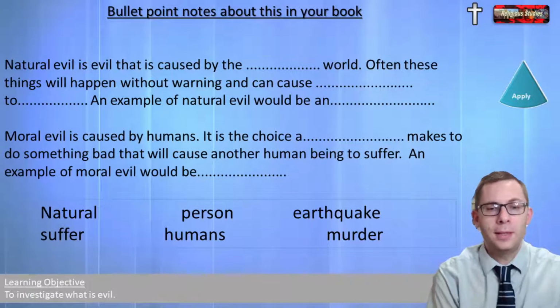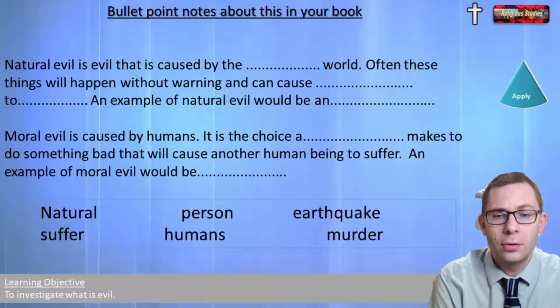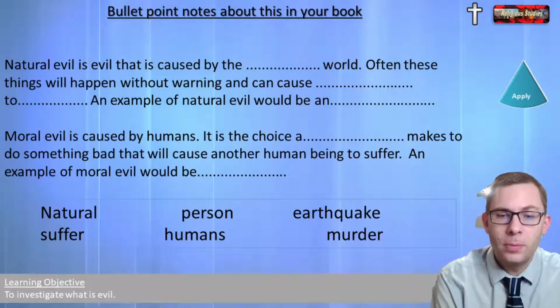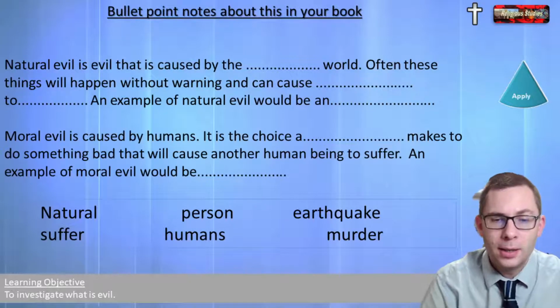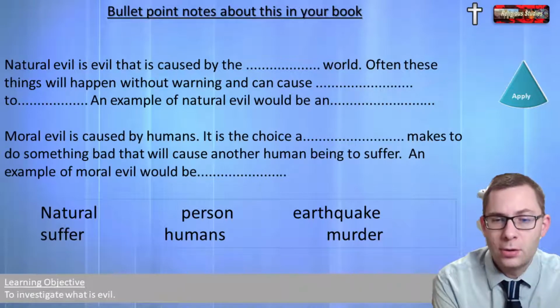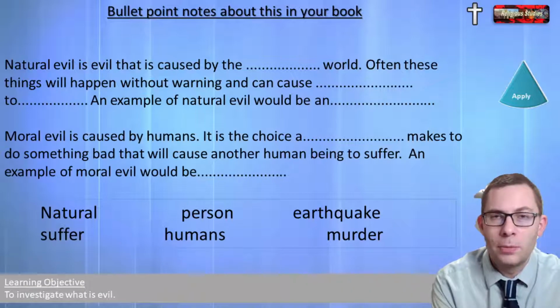Okay, so natural evil is evil that's caused by the natural world. Often these things happen without warning and can cause humans to suffer. An example of a natural evil would be an earthquake. Moral evil is caused by humans. It's a choice that humans make to do something bad that will cause another human to suffer. An example of moral evil could be murder. Okay, or you could have it's a choice that a person makes even.